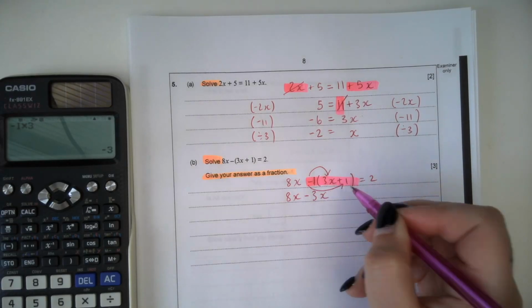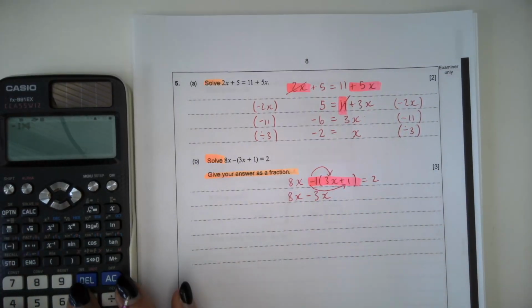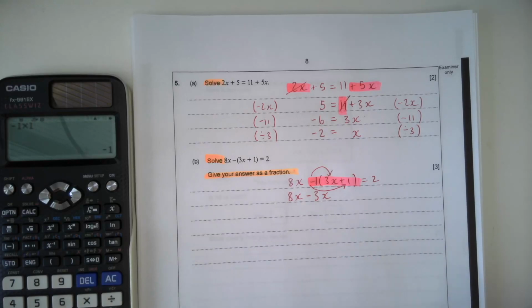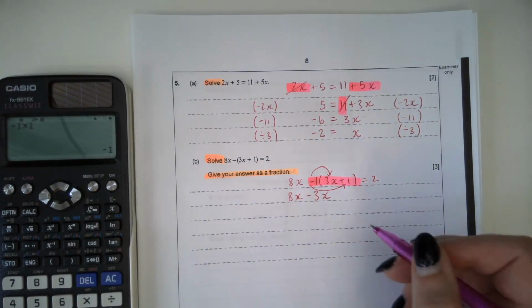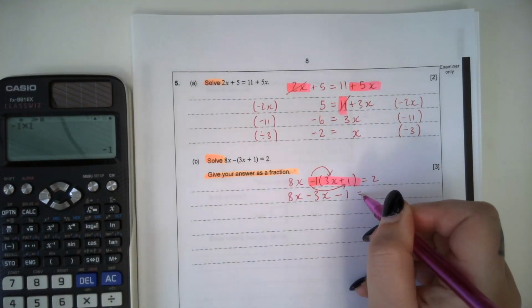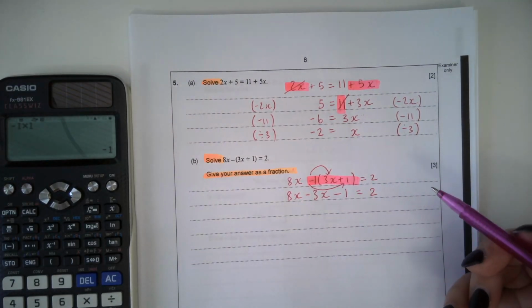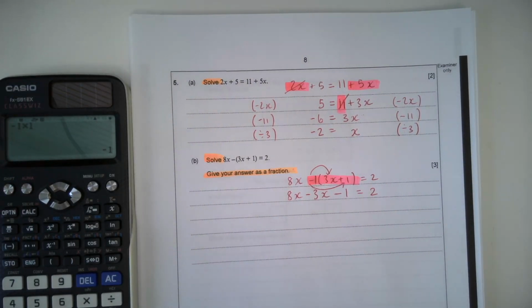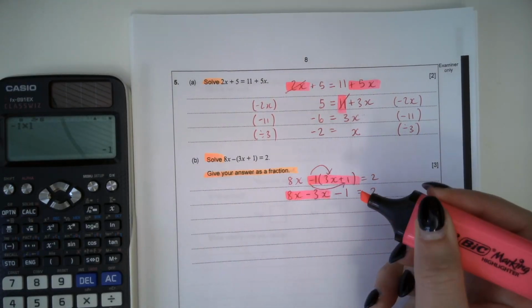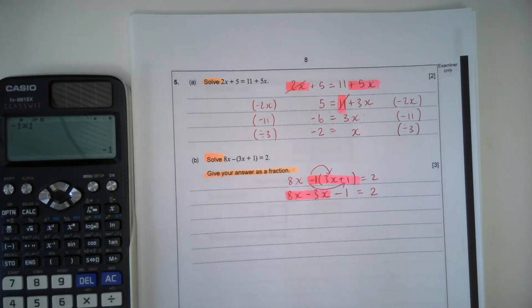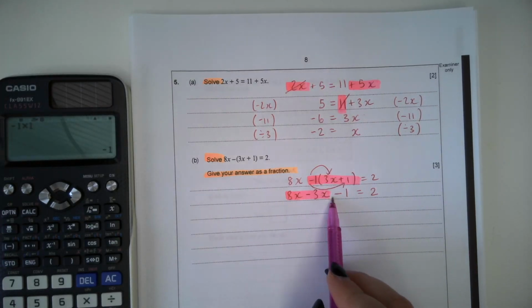But then I do negative 1 multiplied by 1. Again, if you're not comfortable with your negatives, pop it in your calculator. That gives me negative 1. And this still is equal to 2 because I did nothing with the right-hand side. Our next step is to collect like terms. So we have 2 terms on the left-hand side that have an x. So we have 2 x terms. We have 8x and negative 3x.